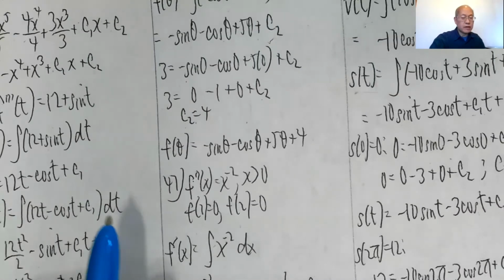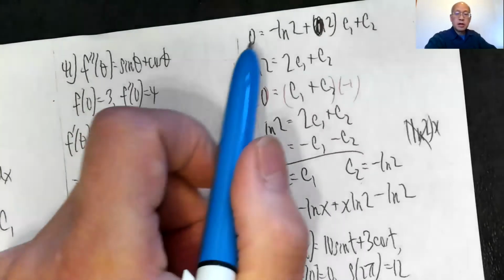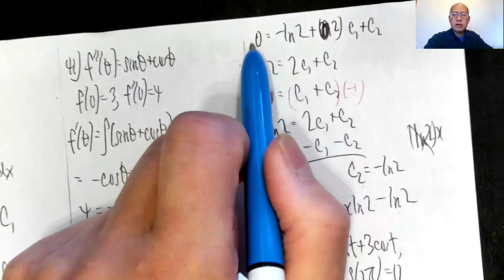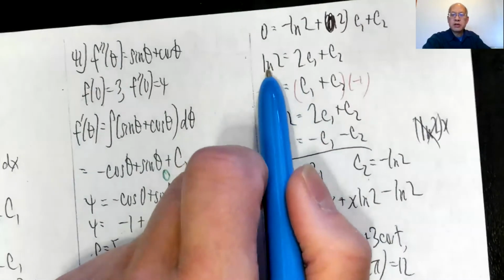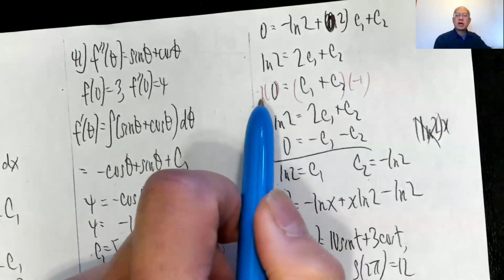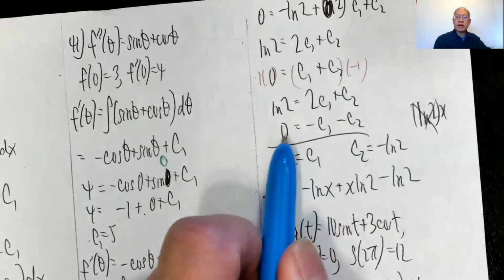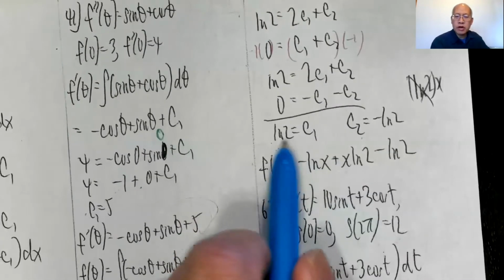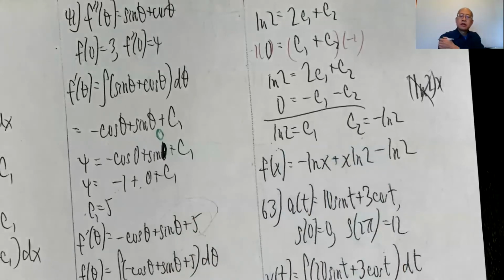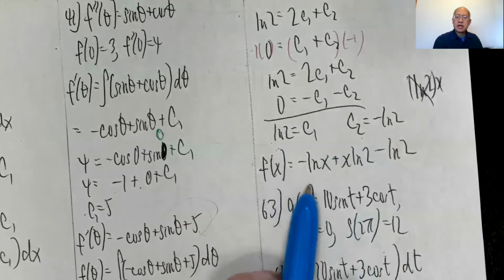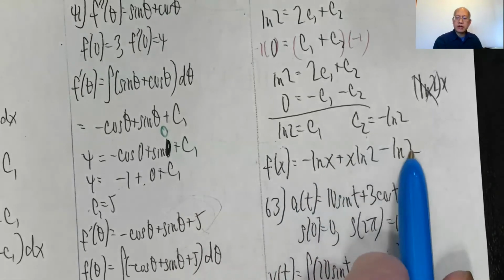Okay, then I use the other piece of information that f of 2 is 0. So if I plug in 2 and 2, 0 is negative ln 2 plus 2c1 plus c2, or ln 2 is 2c1 plus c2. Combine it with 0 equals c1 plus c2. I multiply the second equation by negative 1. Add them up. c1 is natural log of 2. Since c2 and c1 are opposite, c2 is negative ln 2. So final answer, f of x is negative ln x plus c1x, which is x ln 2, and then plus c2, which is negative ln 2. So there we go.